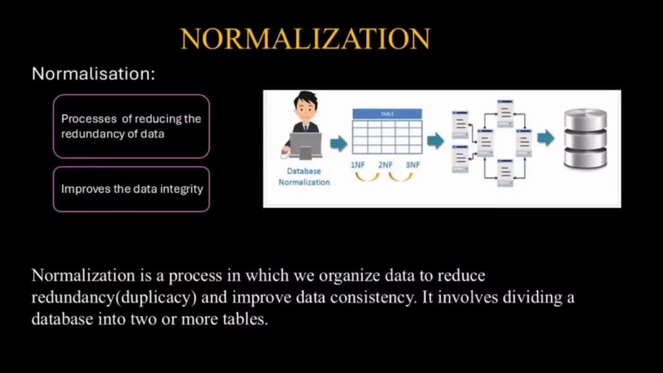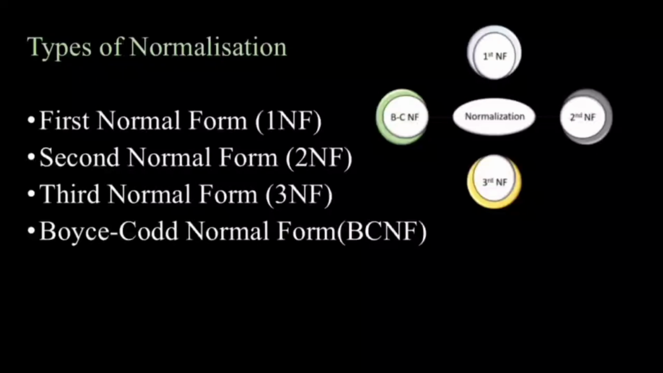Next important concept, normalization in SQL. Normalization in SQL is a process used to organize a database into tables and columns. The main objective is to reduce redundancy and ensure data integrity, meaning that data is stored effectively and consistently without unnecessary duplication. Normal forms. Normalization is typically done in stages called normal forms.